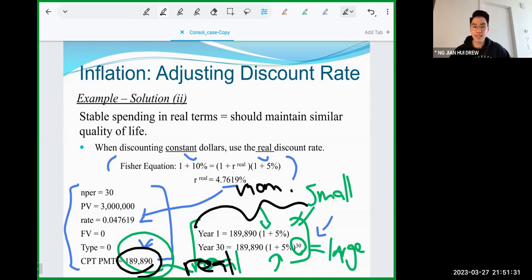I hope y'all can see that when we calculated in terms of real term, everything is real. But in real life, we cannot take out real money, we take out nominal money. So we need to convert it.